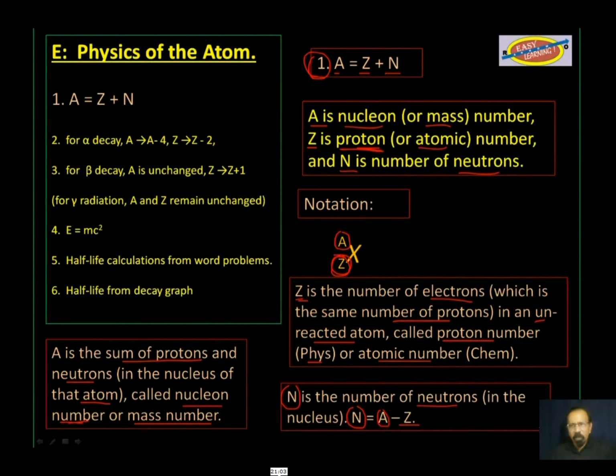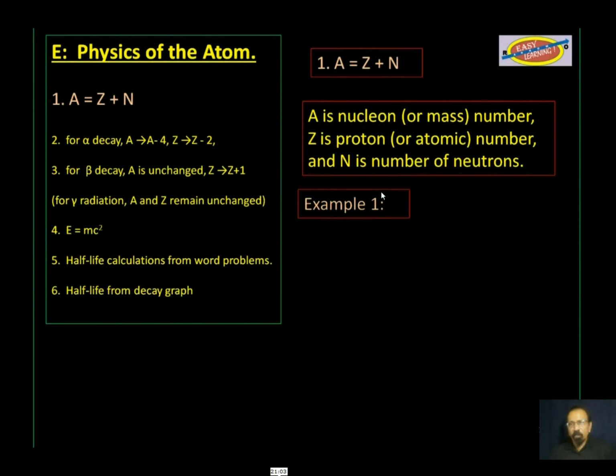So this is the nuclear number, total number of things in the nucleus. That's the number of protons. So if you subtract the number of protons from the total number of items in the nucleus, you will get the number of neutrons.